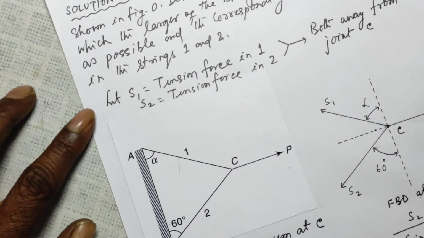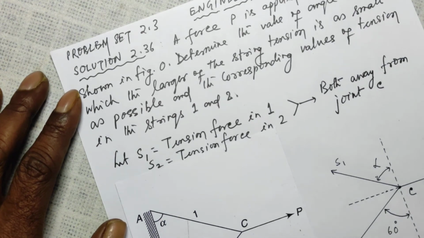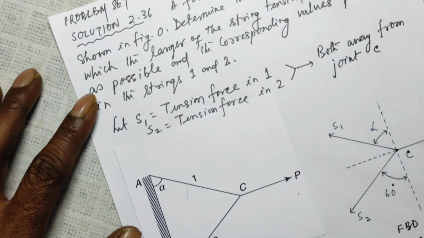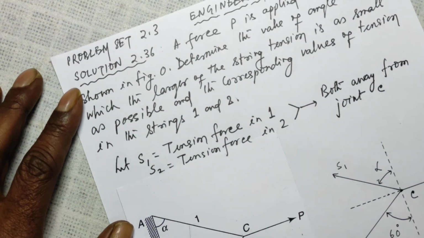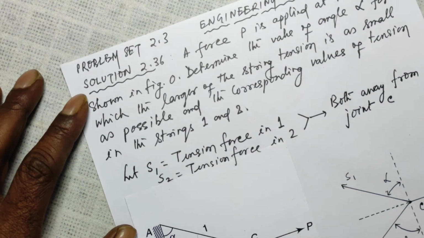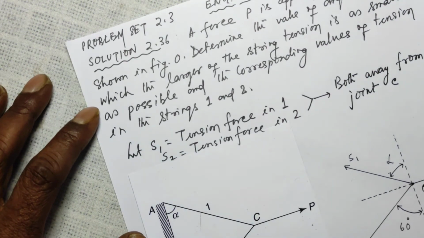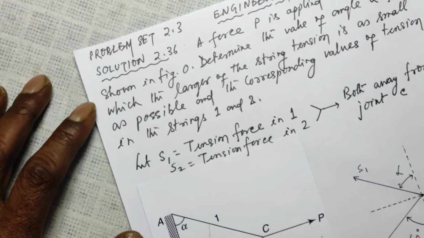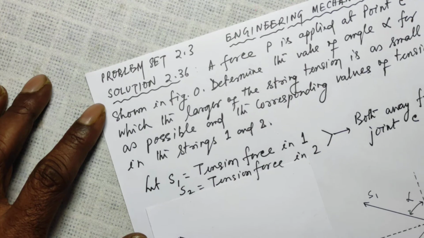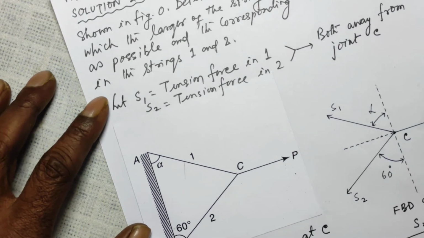Just look at the diagram. A force P is applied to the right hand side at point C as shown in the figure. Determine the value of the angle alpha for which the larger of the string tensions is as small as possible, and the corresponding values of tension in strings 1 and 2. So we have to find the tensions in strings 1 and 2.